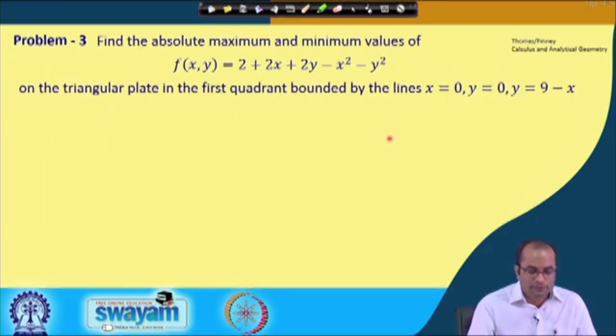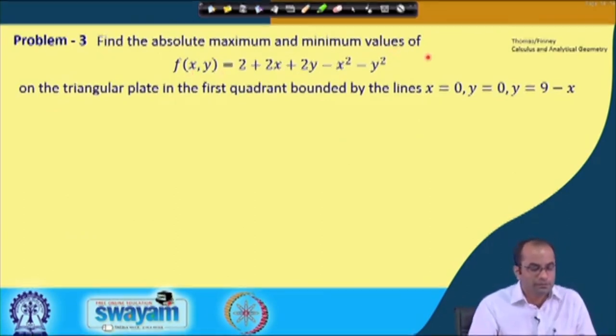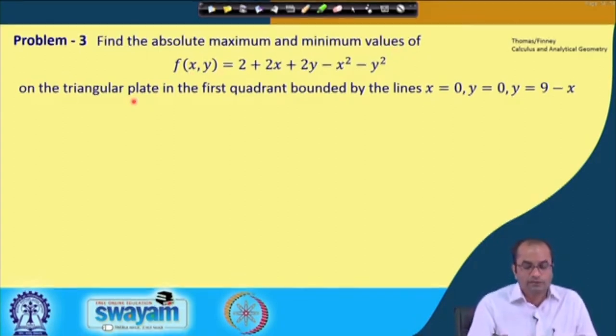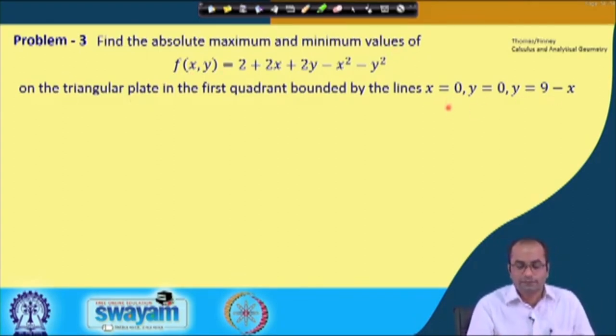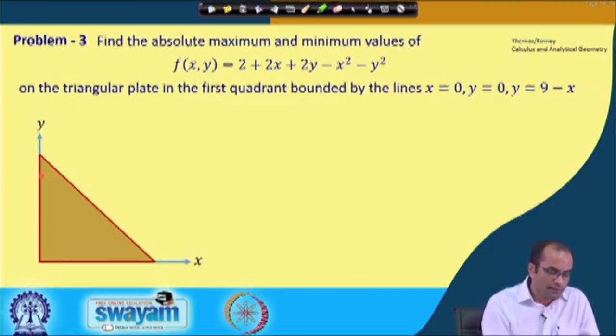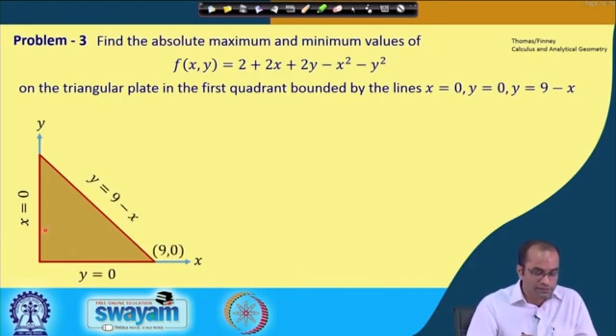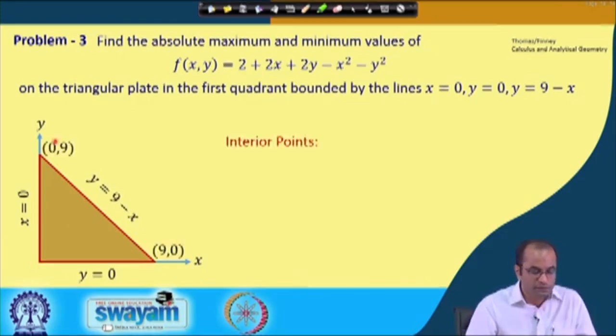Well, this is again a simple problem of the maximum and minimum of this function over a triangular plate in the first quadrant, which is bounded by x equal to 0, y equal to 0, and the line y equal to 9 minus x. So this is the domain of the problem, the bounded domain here, because x equal to 0, y equal to 0, and y equal to 9 minus x are the boundaries here. This is the 9, 0 point, this is the 0, 9 point.